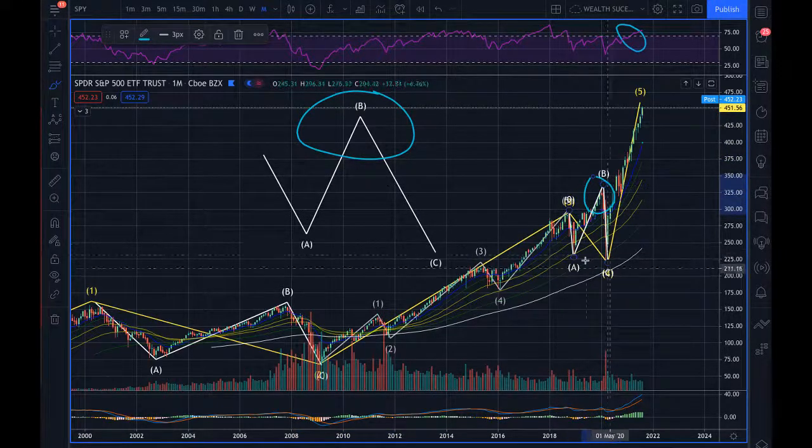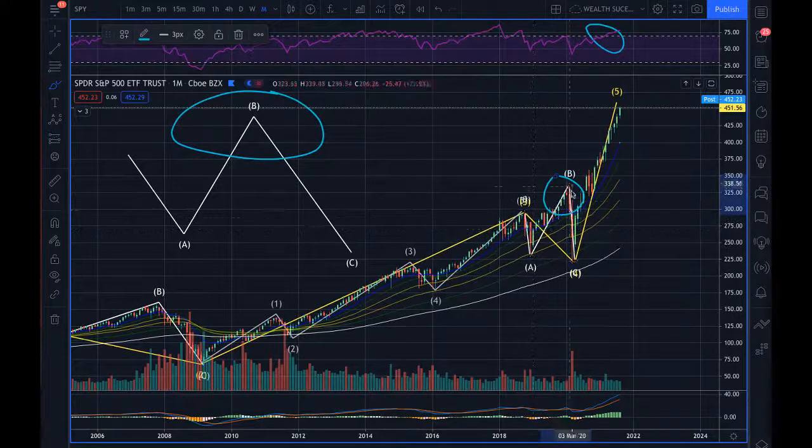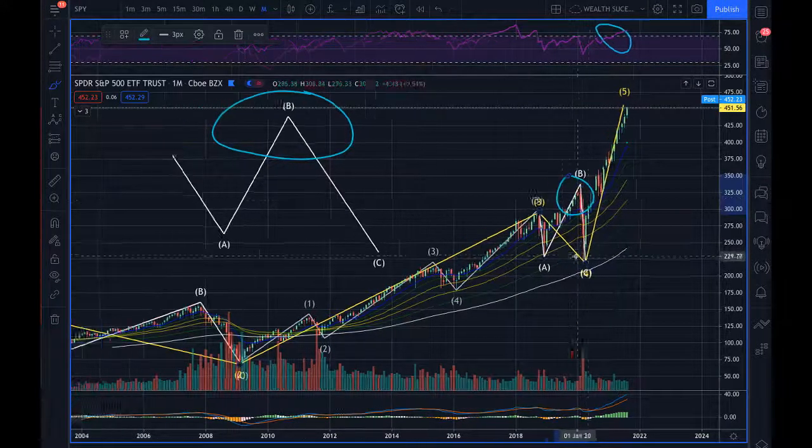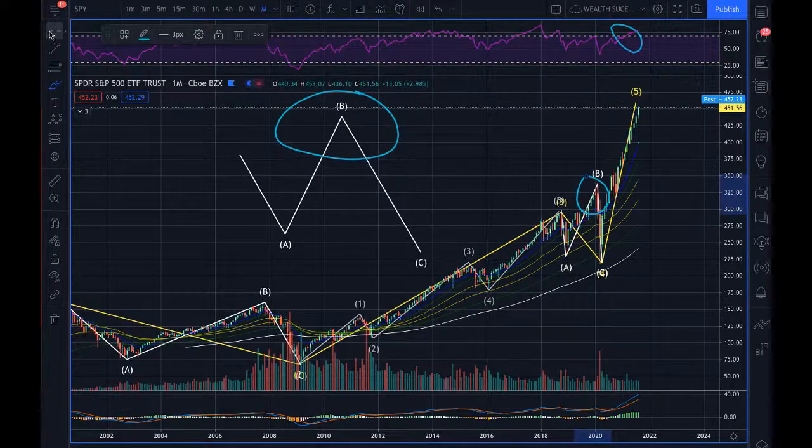And this correction was really strange because it seemed like it would be a lot bigger due to the circumstances. If you remember, that was only about a year ago.